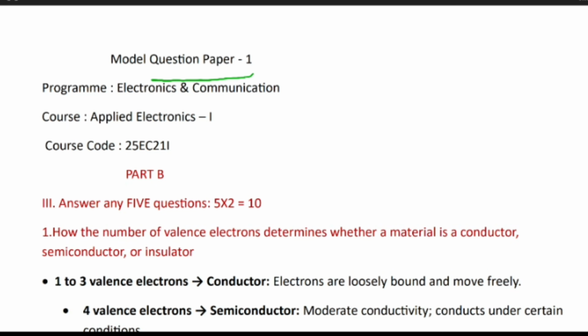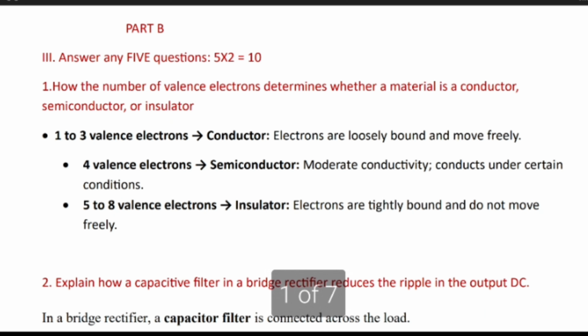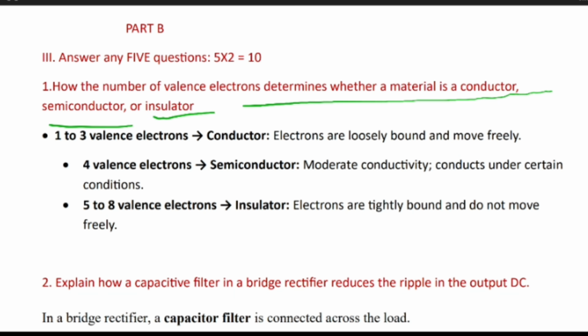This is model question paper 1, Electronics and Communication, Applied Electronics 1. Subject code is 25EC21. I am going to upload the 2 marks questions. First question: how does the number of valence electrons determine whether a material is a conductor, semiconductor or insulator?